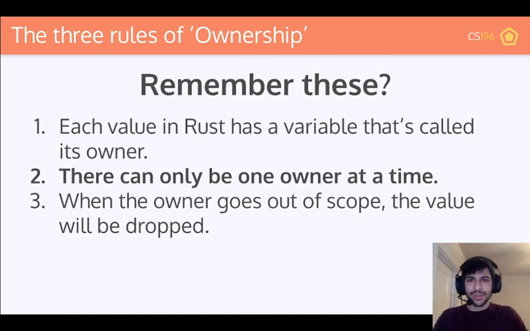Well, if you remember from the good old second lecture of Rust, we had some rules of ownership. Rule number 1, each value in Rust has an owner. Rule number 2, there can only be one owner at a time. This is very important. And rule number 3, when the owner goes out of scope, the value will be dropped. But what's important here is rule number 2. There can only be one owner at a time. So what does that mean?